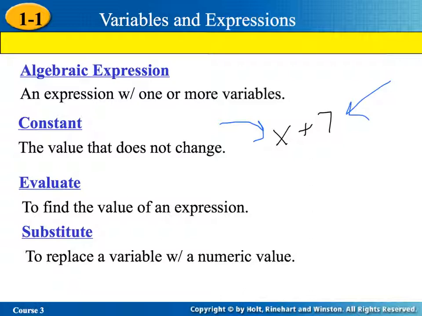When we substitute, all we're doing is replacing a variable with a numerical value. So for instance, let's keep going back to this x plus 7, because this is a very good example, if I do say so myself. Let's say x is equal to 2. When I have x equal to 2, I'm just going to take this 2 and substitute it in for x, because in this algebraic expression, x is 2. Wherever you see an x, you can put a 2.